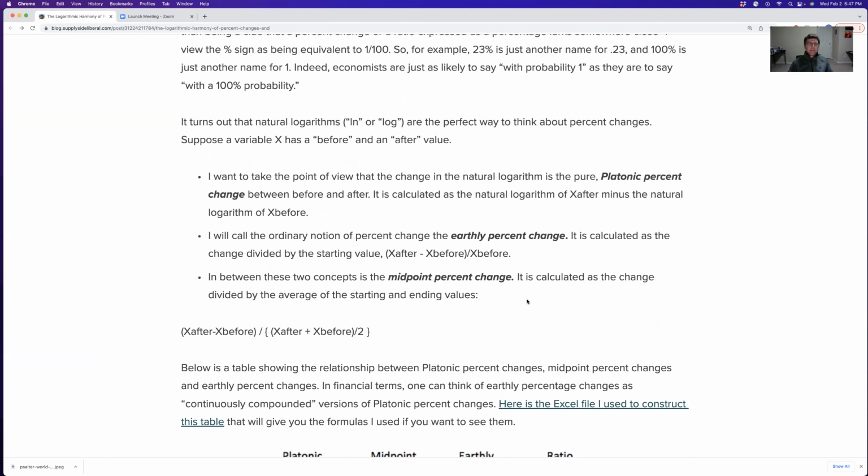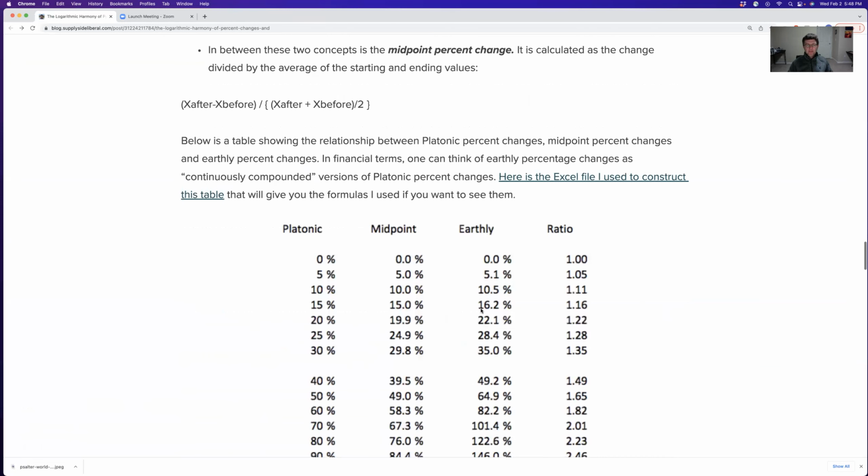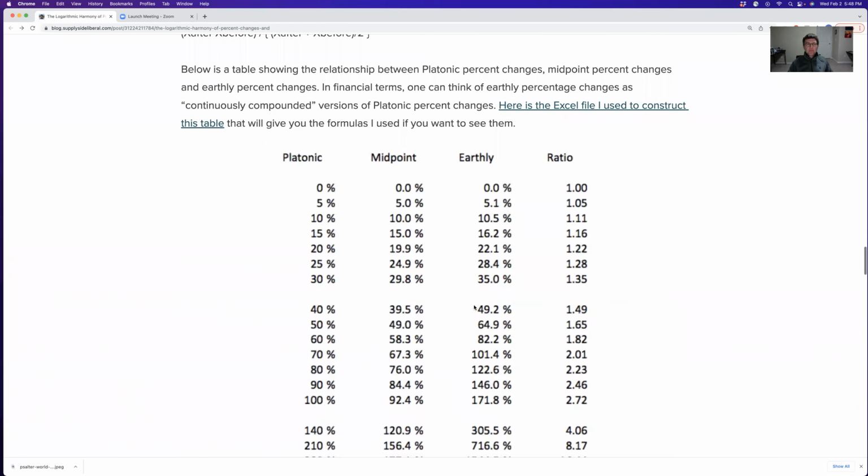And then in between these two concepts is the midpoint percent change that they teach in some other economics classes, where you take the change from before to after and divide by the average between before and after. So that's the midpoint percentage change. Now let's see how they compare.